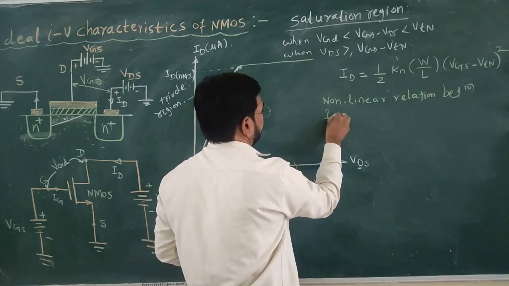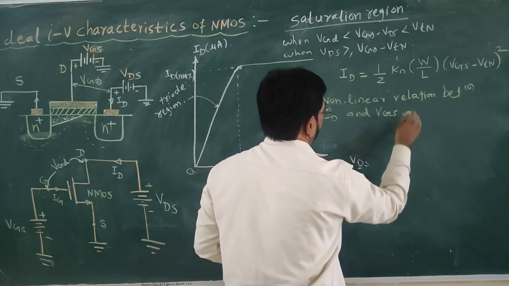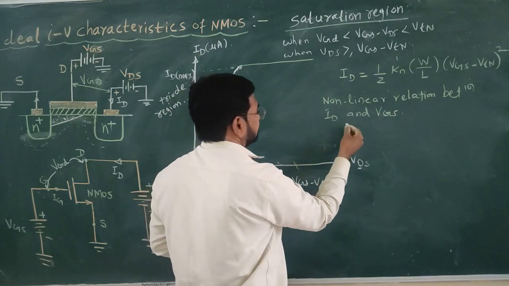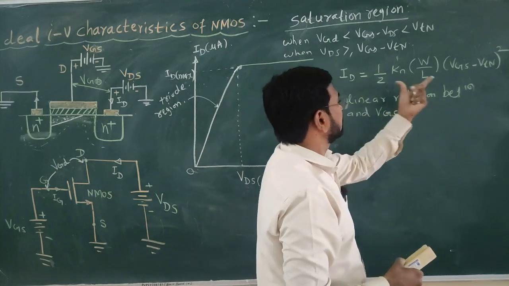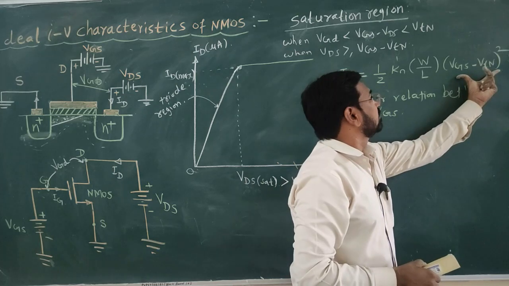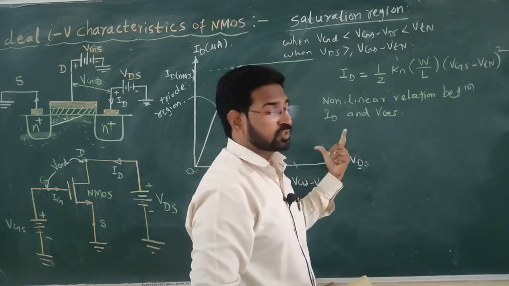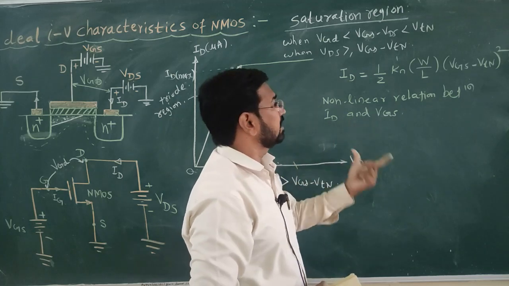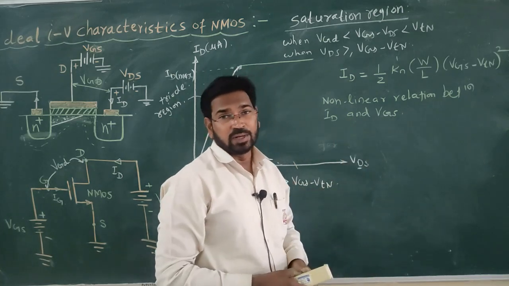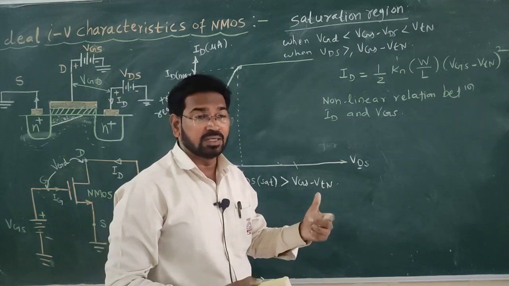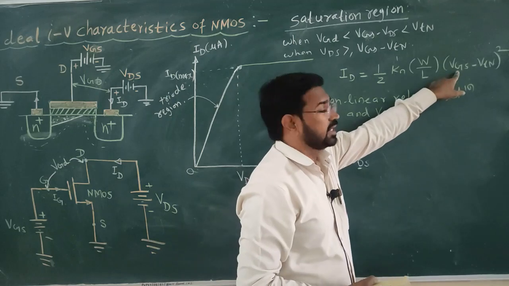and VGS, because it is the square law relation. ID is proportional to the square of VGS minus VTN. So because of this, it is a square law relation between ID and VGS and VTN. VTN is the constant voltage, it is the threshold voltage, it is constant for a particular device. Here the variable quantity is the gate voltage.